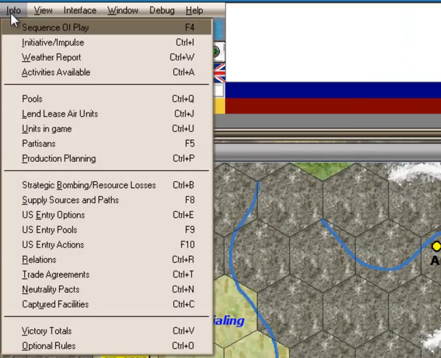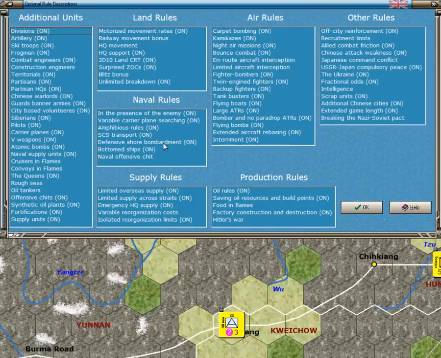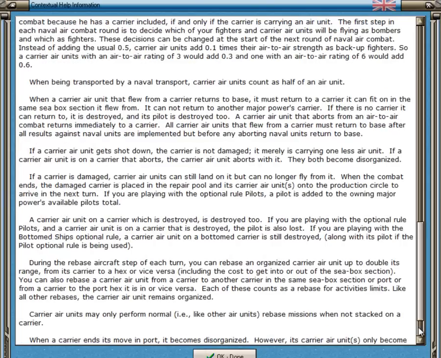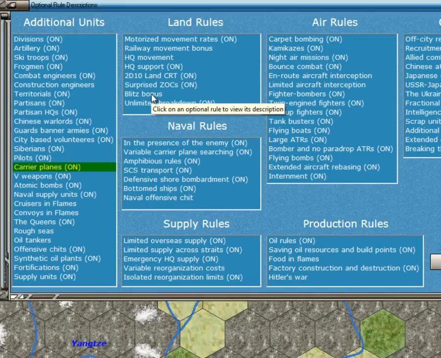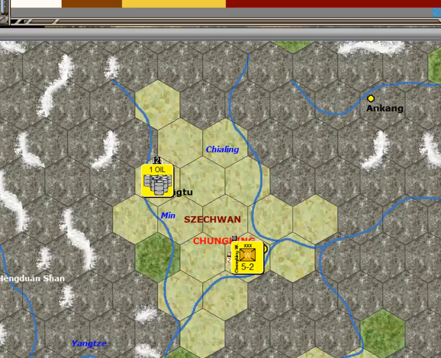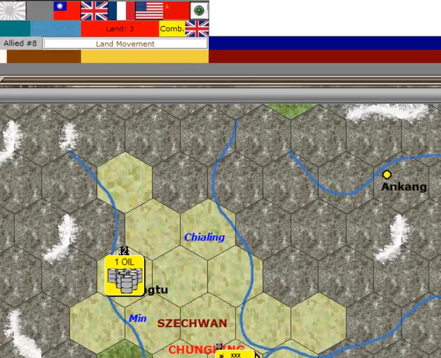The last item on the info list is the optional rules, and here is a list of all the optional rules and their current status, whether they're on or not. Most of these optional rules are on. The one without the word on after it, such as construction engineers, means that it's off. If you want to know what carrier planes is, you just click on this optional rule, and the player's manual section describing carrier planes comes up, so you can do a quick review of what's involved with carrier planes. So look up those that are off, such as the Blitz bonus. Even though it's off, you're still able to review it if you want to. That concludes the info drop-down menu. There was a lot there.